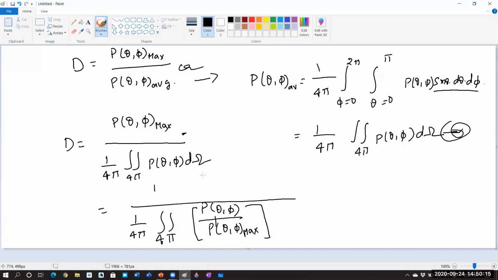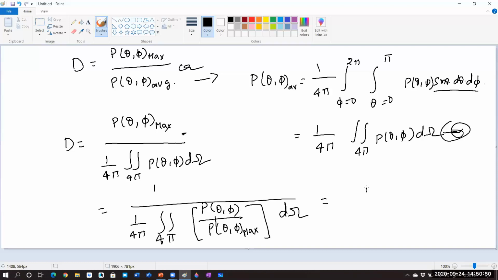The numerator and denominator's values are interchanged. I am writing the equation for our convenience only, into d omega. So what this ratio, P of theta comma phi by P of theta comma phi maximum, indicates is a normalized power pattern, which is denoted by P suffix n of theta comma phi.